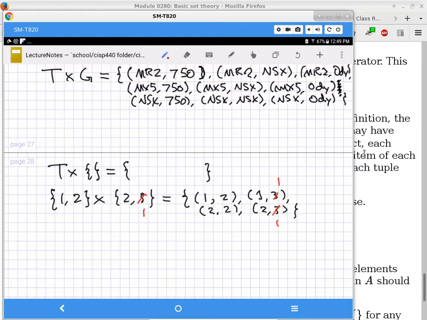Could you just do a Cartesian product on this set with itself, {1, 2} with {1, 2}? Yeah, sure. With the correction, that is a Cartesian product of a set with itself, because the set {1, 2} is technically the same as the set {2, 1}.